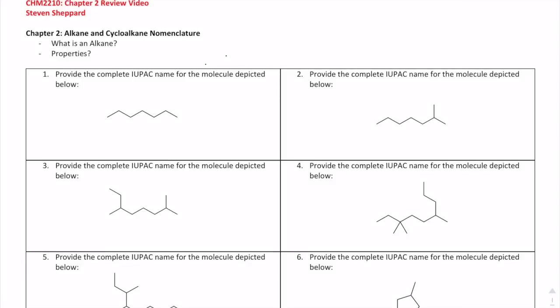Hi goers, welcome to the Chapter 2 review video. So today we're going to be talking about alkanes and cycloalkanes. We're going to talk about their nomenclature, types of isomerism that we see with them, and all of their properties.